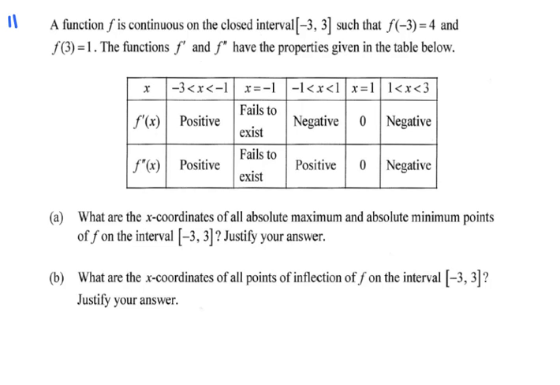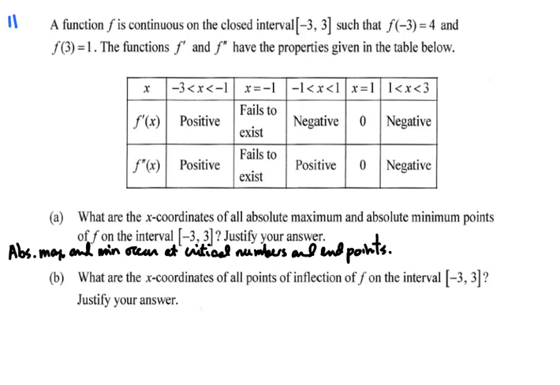Okay, problem number 11. The first thing that we're asked here is to find the x-coordinates of all the absolute maximum and minimum points on the closed interval from -3 to +3. And the way we find an absolute max and min is we test the original function at the critical numbers and the endpoints. So we'll need to find f of -3.